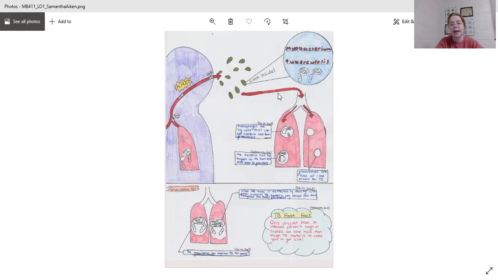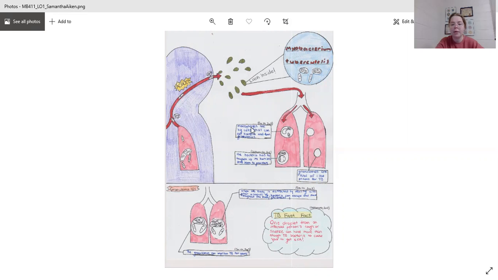So here you can see I've traced the bacteria as coming into a healthy person's lungs. And here is where we would talk about how these bacteria adhere and use special proteins. And we would develop the language to make it suitable for the audience.